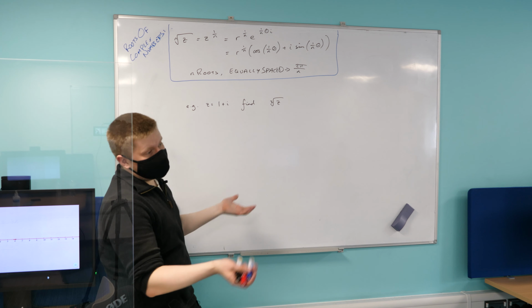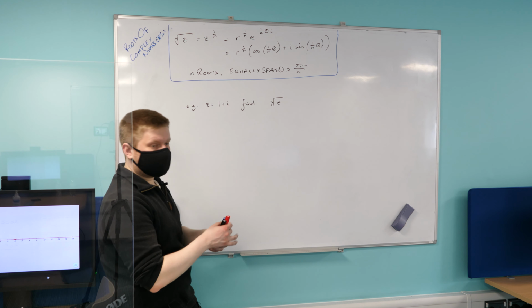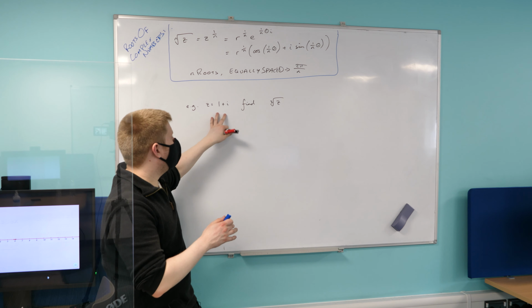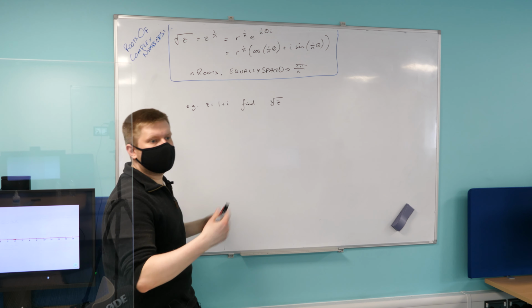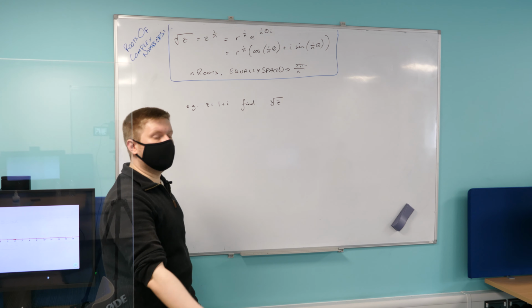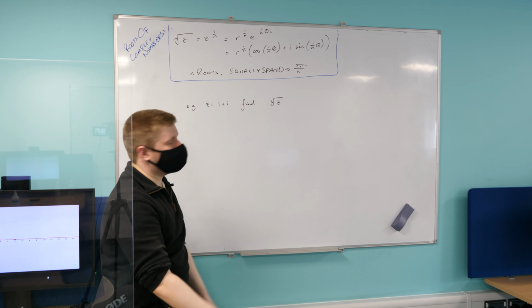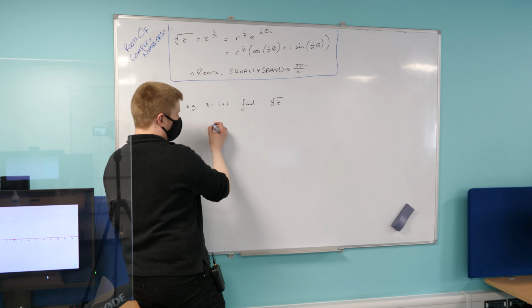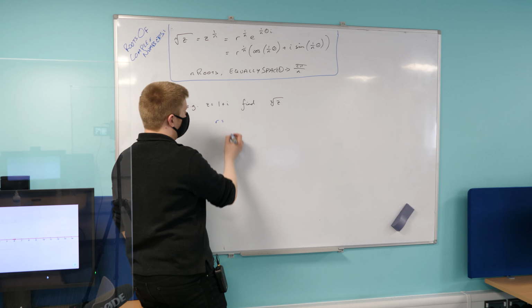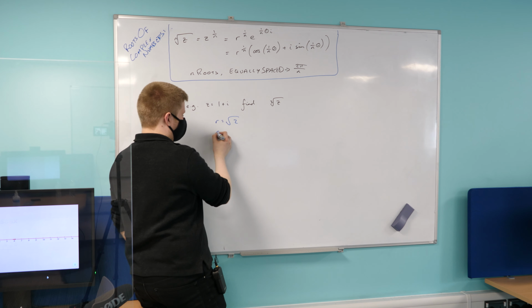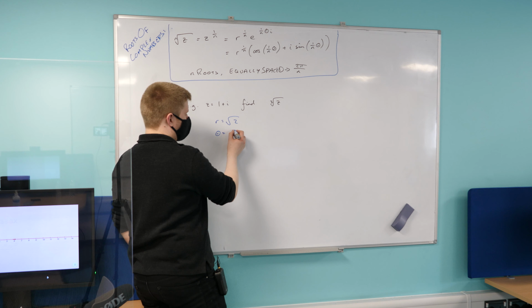Okay, so first things first, what do we need to do? What's the issue with this form at the moment? We need a modulus and argument, so either Euler or polar form. Let's do that. You find r is root 2 and theta is pi by 4.